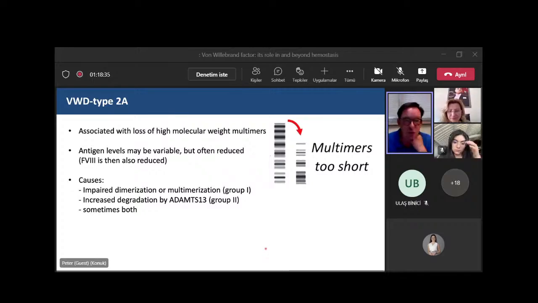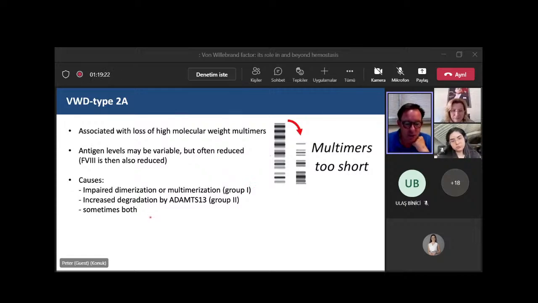Then we have type 2A, where we have loss of the high molecular weight multimers. In these patients, antigen levels may be quite variable, but often they are reduced, but you can find patients with normal antigen levels. But if the levels are reduced, then factor VIII is also reduced. We can distinguish two types. The group 1, or also 2E, is impaired dimerization or multimerization. And then group 2 is type 2A, where there is increased degradation by ADAMTS13. And usually in type 2A, the loss of multimers is more important than in group 1.